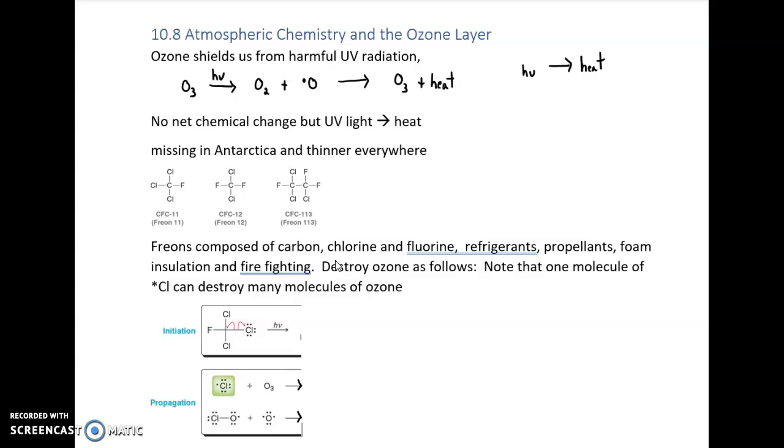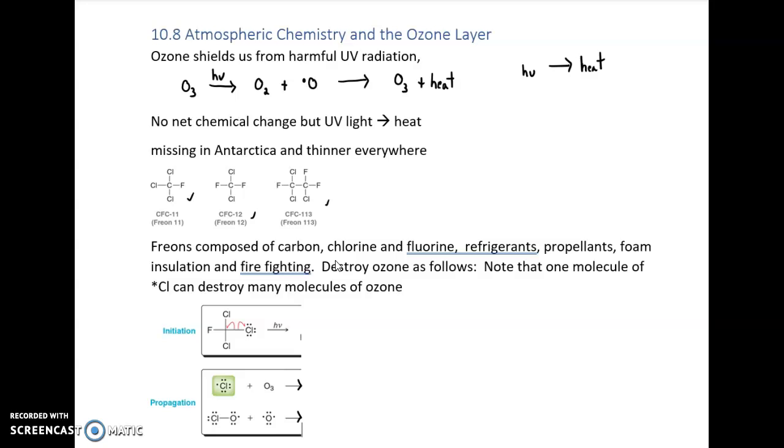So the ozone is now missing in parts of Antarctica, and it's thinner everywhere, and it's because we've been using these freons. Freons are composed of carbon, chlorine, and fluorine. They're used as refrigerants, propellants, foam insulation, and for firefighting. And they destroy the ozone. One molecule of radical chloride can destroy many, many molecules of ozone.